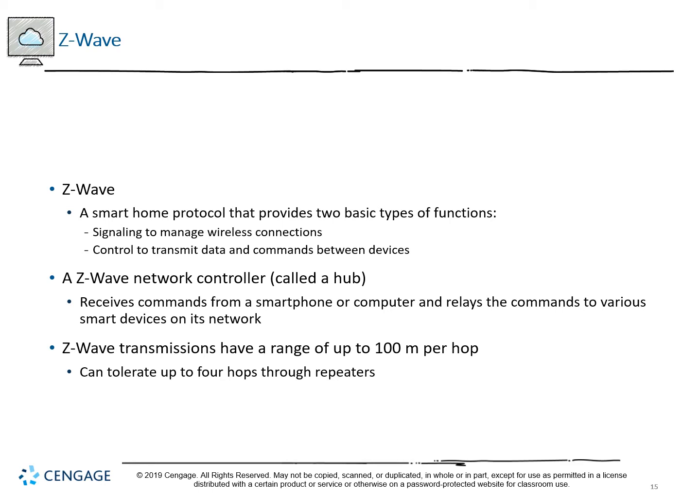Z-Wave transmissions can run up to 100 meters per hop, so you can actually cover a fairly large area. It can tolerate up to 4 hops through the repeaters, which puts you at over 1,300 feet of coverage.